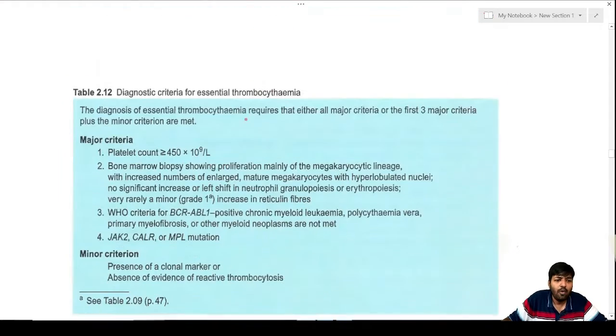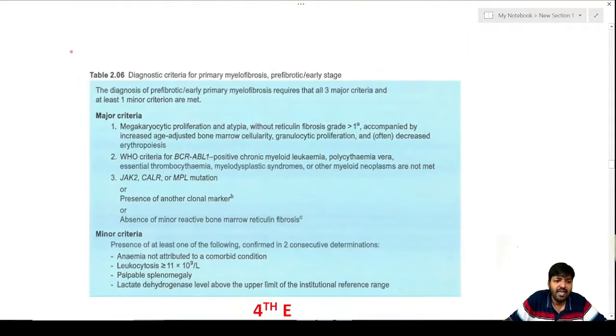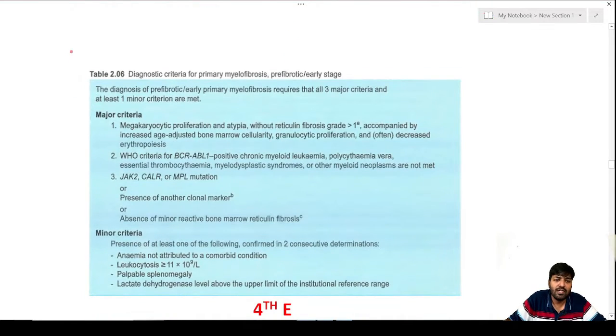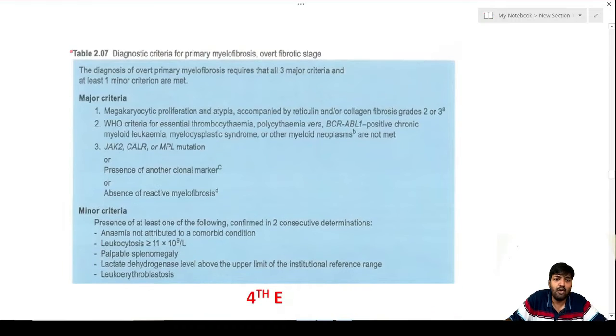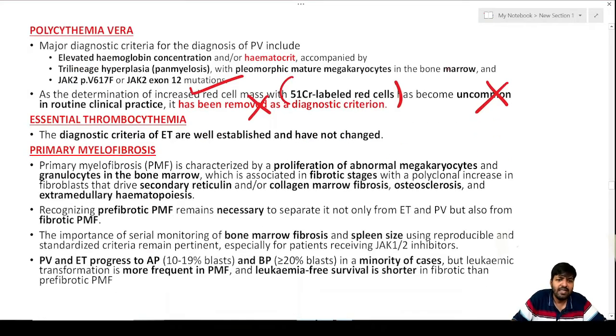Now we come to the diagnostic criteria for essential thrombocythemia. Whatever was given in the 4th edition, it is the same. No changes as such have been made in the diagnostic criteria for the ET, as well as for the myelofibrosis, the pre-fibrotic as well as the overt fibrotic stage. I'm not discussing individual criteria over here because that will be discussed in the individual topics, but more or less they are the same. So for ET, the criteria are the same.